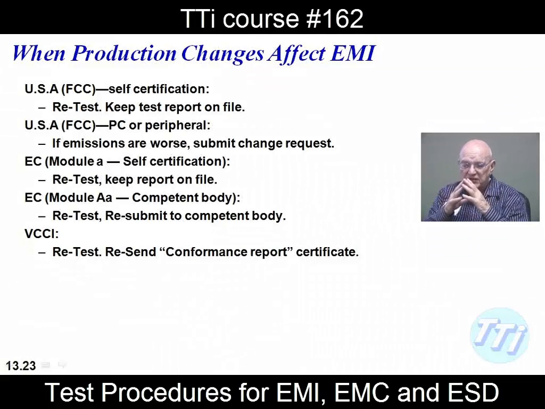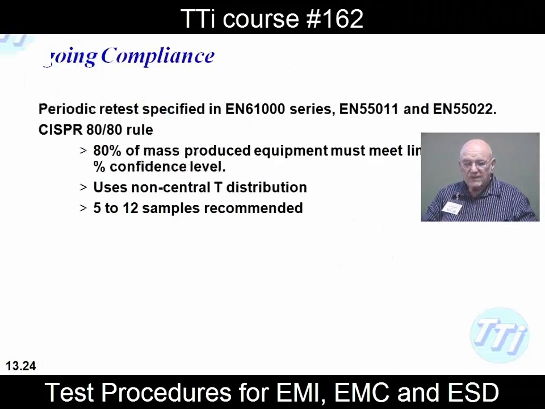Now, here's an interesting situation. If emissions are worse, now you can see the value of the test plan, can't you? Again, keeping track of that, because with the test plan, are you able to repeat exactly the same test with the same parameters? It defines that, doesn't it? So you're able to redo the test in a very assured way. And of course, EC, Module A, self-compliant, AA, competent body, etc.